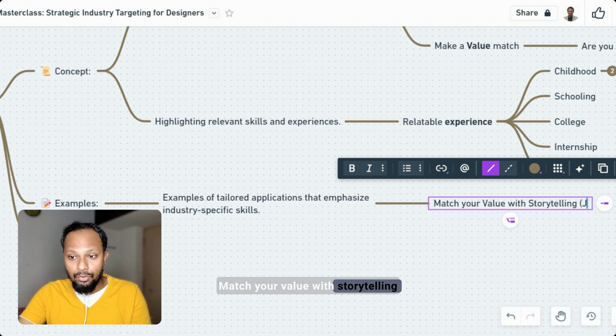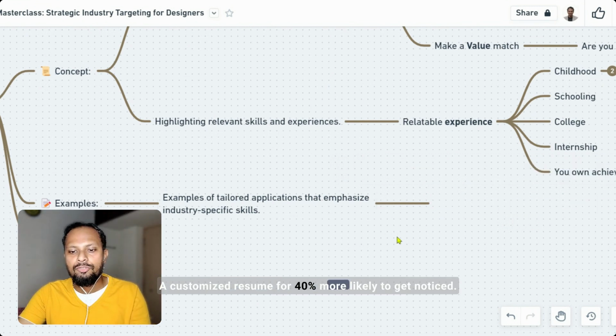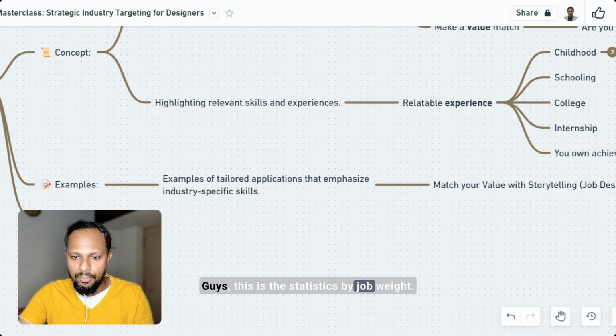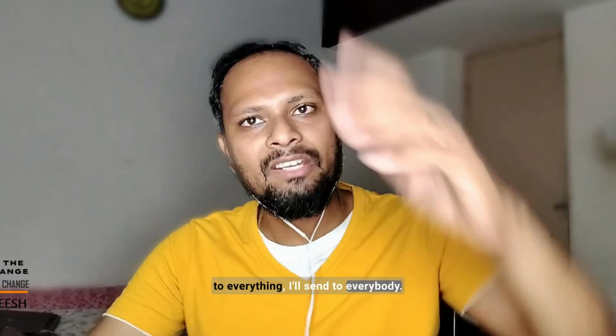Match your value with the storytelling of the job description. That's the exact thing. Customized resumes are 40% more likely to get noticed, guys. This is the statistic by job weight. You need to understand this. A lot of people use one resume and send it to everybody.